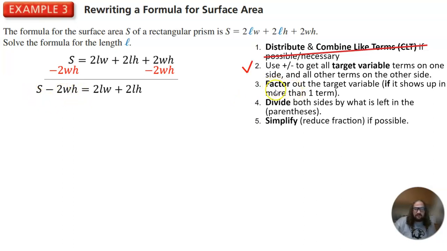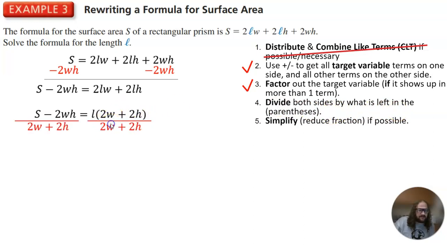So our next job would be to factor out the target variable if it shows up in more than one term. And we have L in two terms here, so we're going to factor out the L, and then what would be left inside would be 2W plus 2H. So this is what it looks like when we factor out the L. And then to get L by itself, we need to divide both sides by what's left in the parentheses. So we're going to divide both sides by 2W plus 2H.